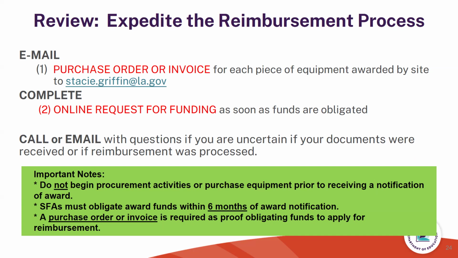Some important notes to remember: you do not begin procurement activities or purchase equipment prior to receiving that notification of award. Make sure that you obligate award funds within 6 months of that notification, and make sure you have that purchase order or invoice, because it's required as proof of obligating those funds to apply for that reimbursement.